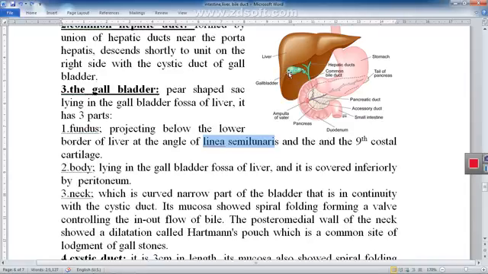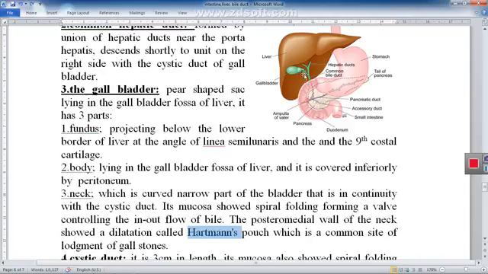So the first part of the gallbladder is the fundus, the second part is the body, then the neck. The neck of the gallbladder continues with the cystic duct. The mucosa of the neck contains a spiral valve that regulates the passage of bile in and out. The posterior medial wall of the neck is dilated, forming the so-called Hartmann pouch. This pouch is very important because many times you find a stone inside it. It is a site of lodgement of gallstones.